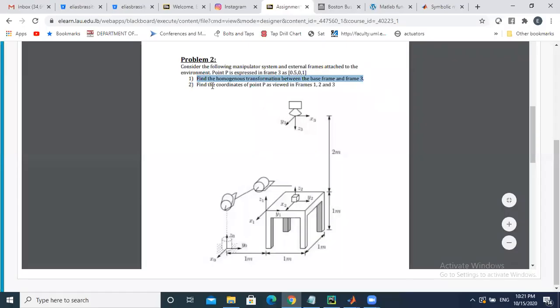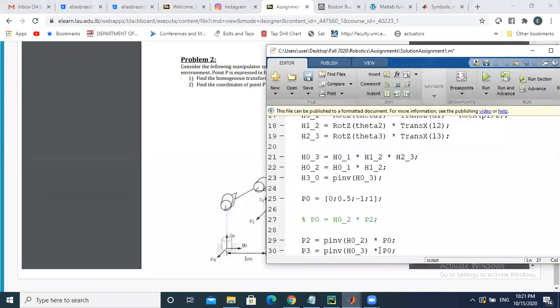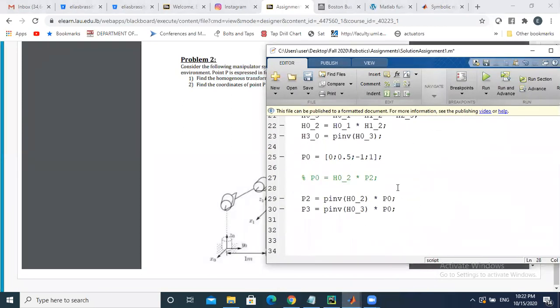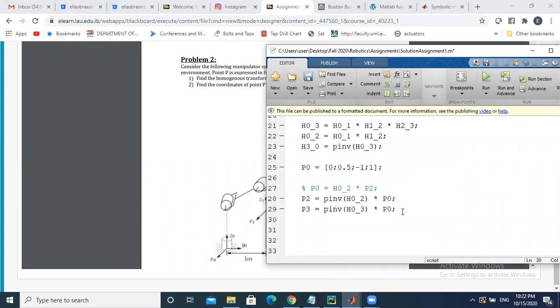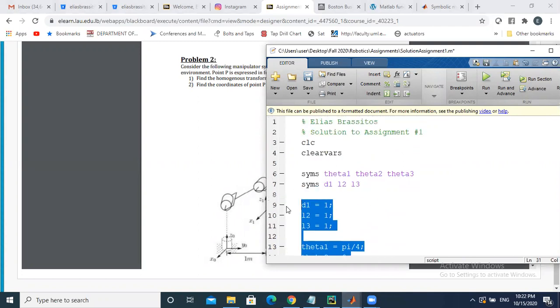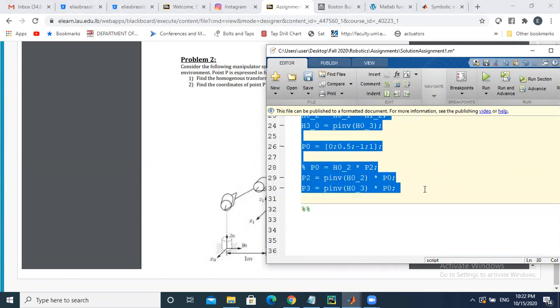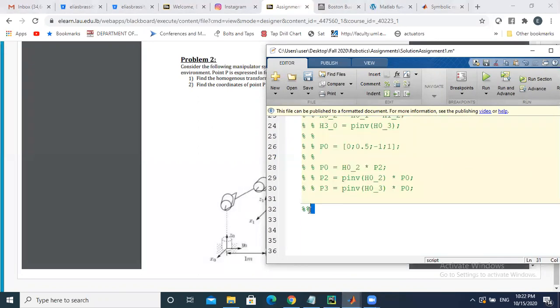The best way to do this is to write the transformations based on the sequences that we have. Let me come here and comment this part. I'm going to call this Problem 1 solution. Let me comment this whole thing one more time so you will have it. Control R. Problem 2 here.